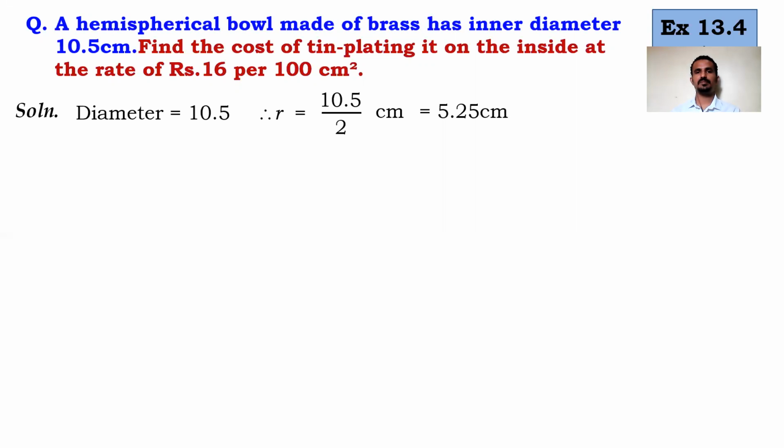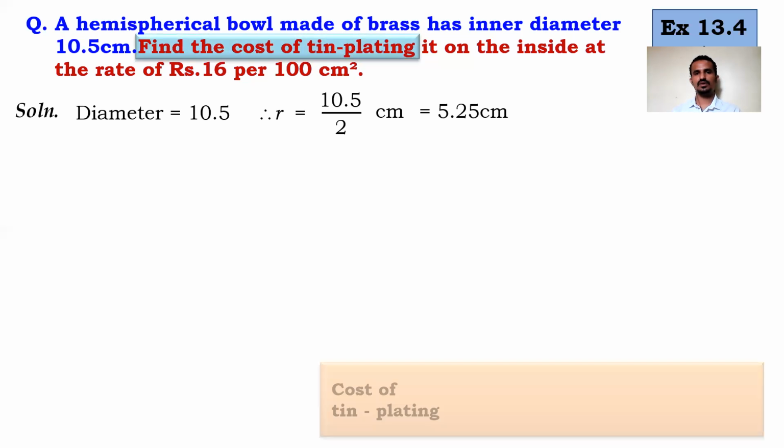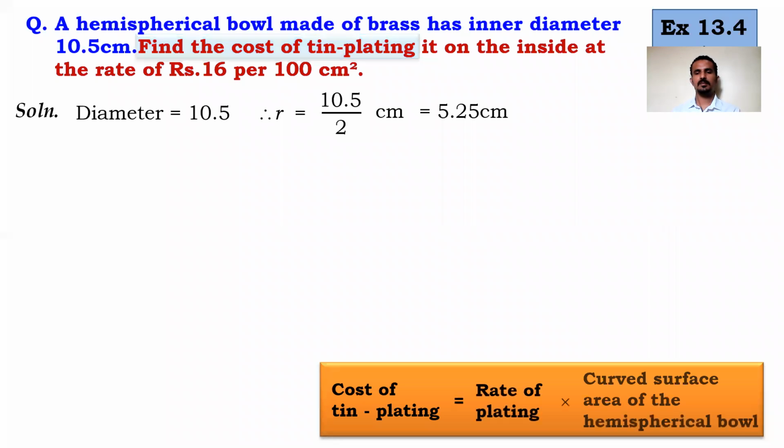We have to find the cost of tin plating it. How do we tin plate? Whenever we tin plate it, we are actually covering the surface, the inner surface. Since it's a bowl, remember a bowl is open, so it will have only curved surface. We cannot take total surface area of it. So the cost of tin plating will be equal to rate of plating multiplied by the curved surface area of the hemispherical bowl. Why did we take curved surface area? Because a bowl is open. So first let us calculate the curved surface area, because the rate is already there in the question.